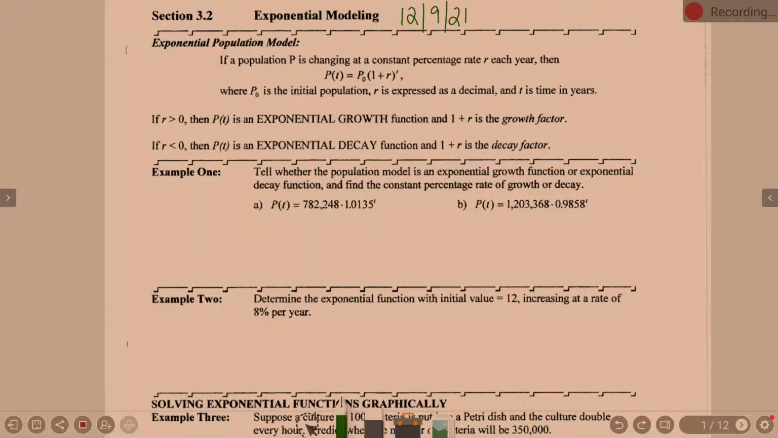Lesson 3.2, we are continuing to talk about exponents, specifically exponential modeling. So looking at exponential equations and how they relate. You'll see some science tied in today as we talk about growth and decay. I don't think growth and decay are brand new topics to you at all.